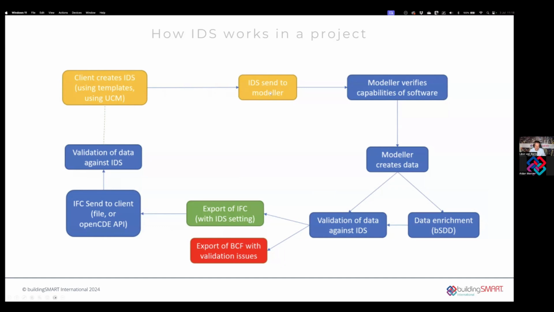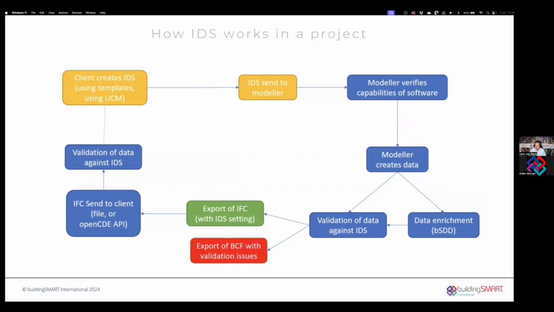Then the IDS file is sent to the modeler. This is this extra step. A modeler ideally has a check to verify if the software tool that they are using has the capabilities to actually provide the information that is required in the IDS. Then the modeler creates the data. Maybe they use the BSDD for further data enrichment. Some of the modeling tools that create IFC have the ability to directly link to BSDD.